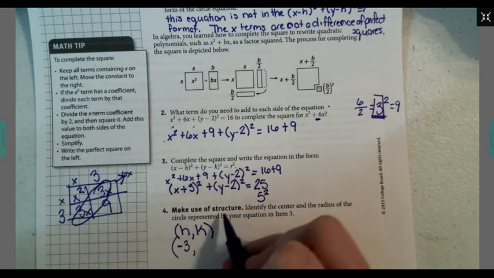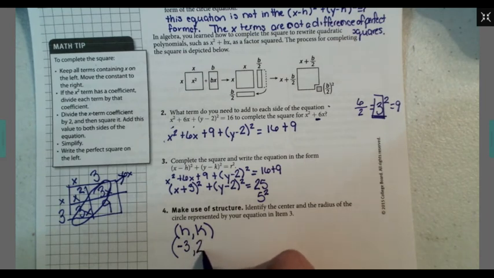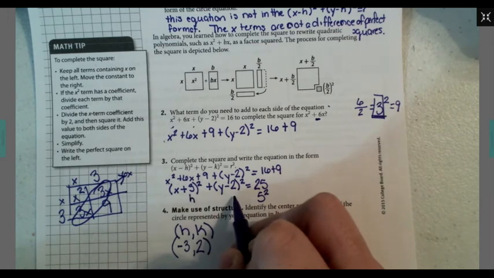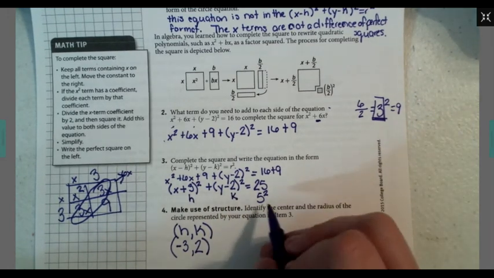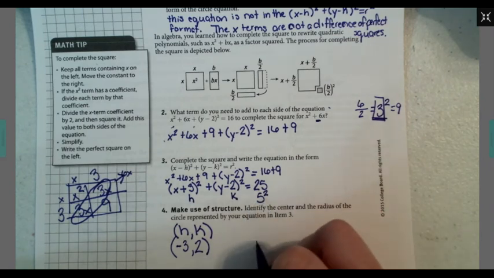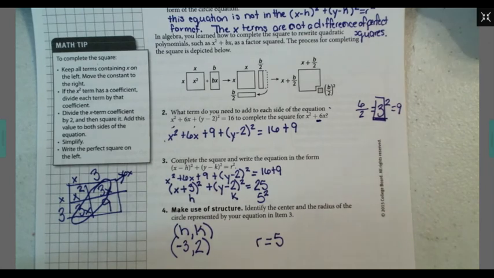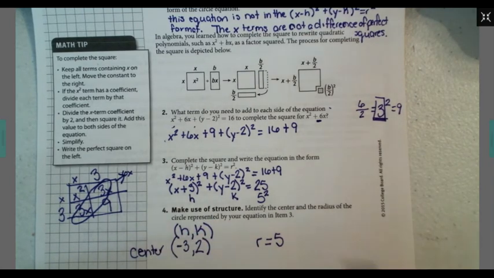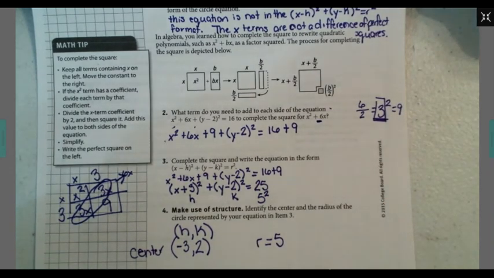And my k is 2. This is my h. This is my k. We know that my r, the radius, is 5 units long. So the center is at negative 3, 2. Radius is 5. On to the next set of questions.